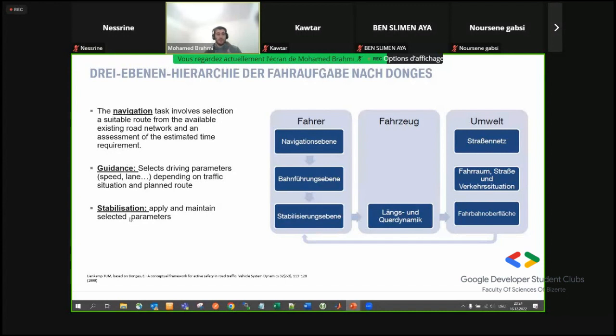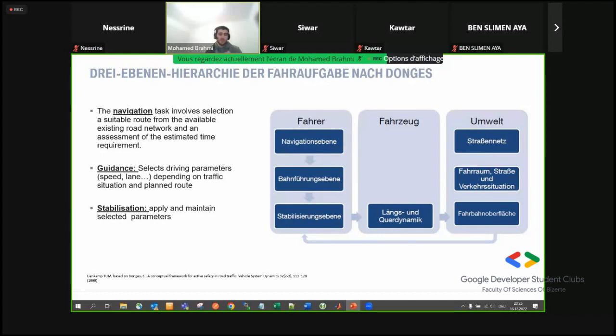And you can think of it, this is also what the human driver is doing all the time. If you want to go from A to B, first you have to decide about the navigation. You have to decide which road you take, if you take highway, if you don't take highway, how to go from A to B. This is the navigation task. The second is the guidance task. Guidance means how to drive.